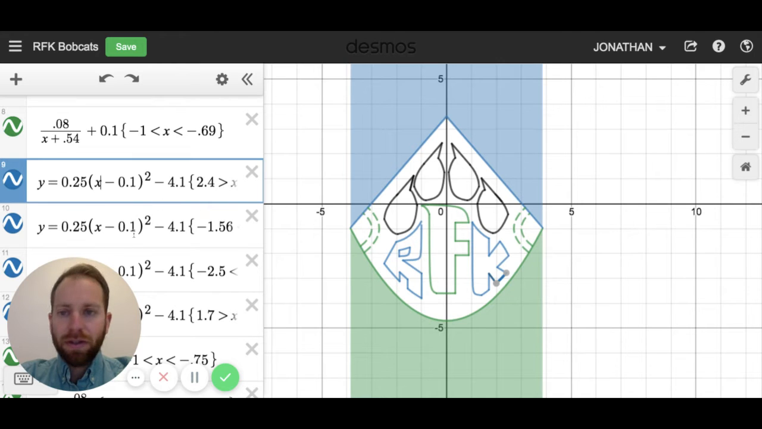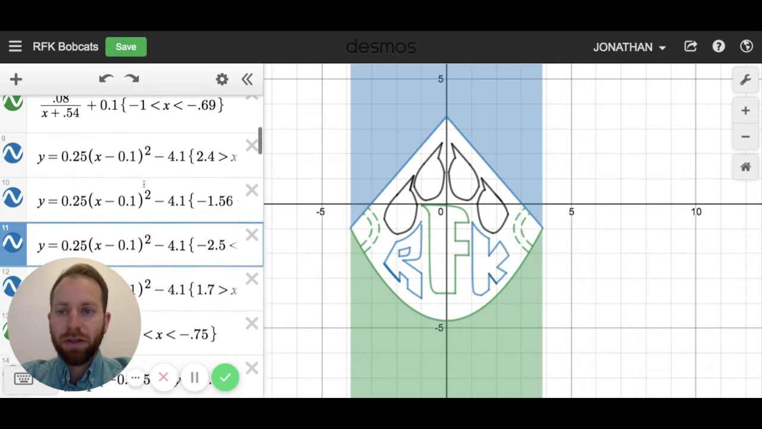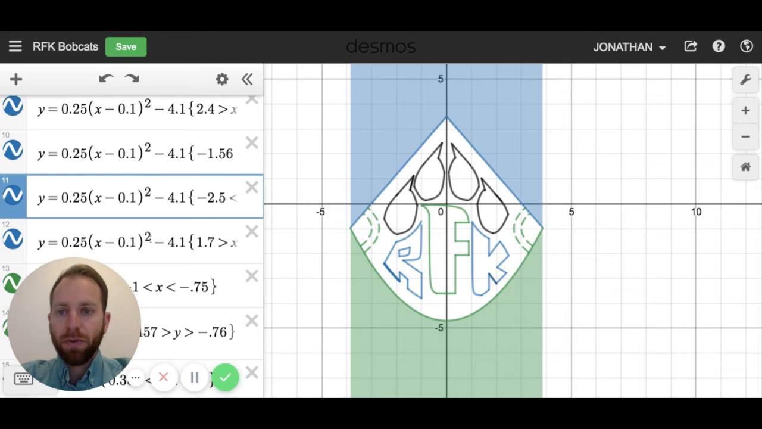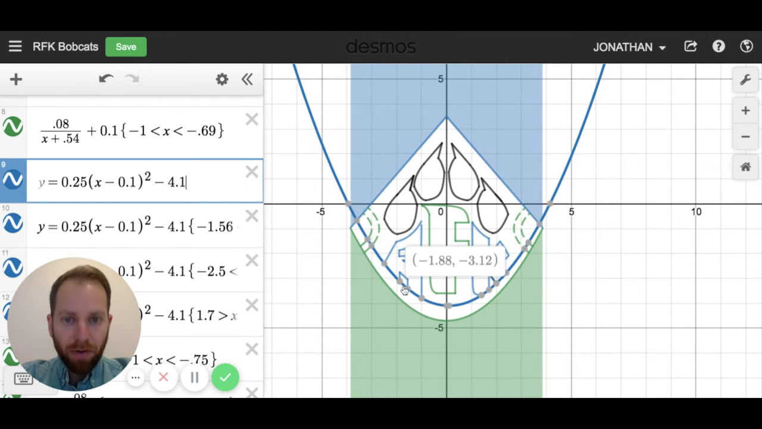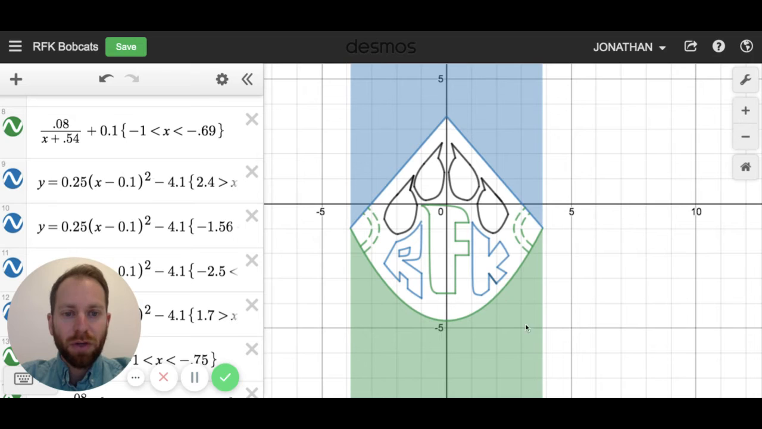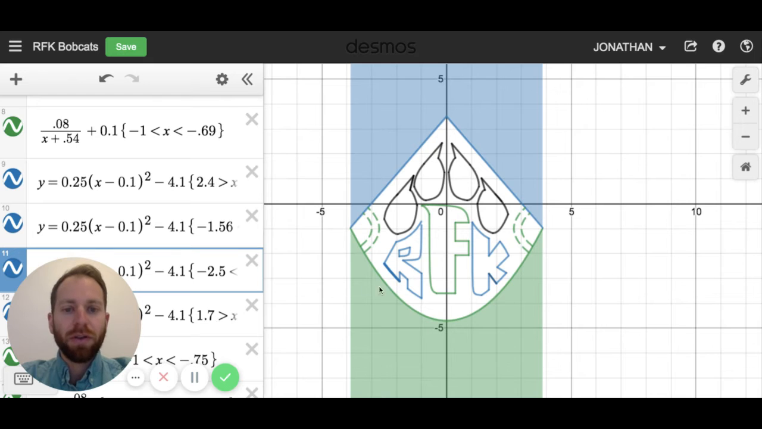And then I used a series of quadratic equations. Now, if you look at it, it's actually the same quadratic equation that I used 1, 2, 3, 4 times. I'm just using different parts of it. So if I take away the domain right here, where 2.4 is greater than x is greater than 1.99, you can see that the bottom of the r and the bottom of the k, all 4 of those come from the same parabola. So what I did was I just used different parts of that parabola so that I didn't keep having to find new equations. For 1, 2, 3, 4, I'm using the same equation, just different parts of that parabola.